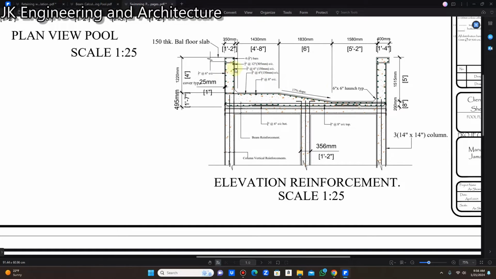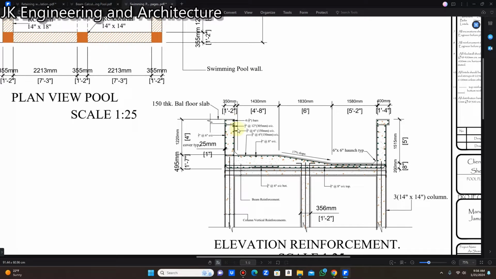So if you look at the reinforcement in the retaining wall here, this vertical bar here is going to lap from the column up into the wall of the pool. That rebar is 3/4 of an inch and spaced at 6 inches on center. So that's the front face.